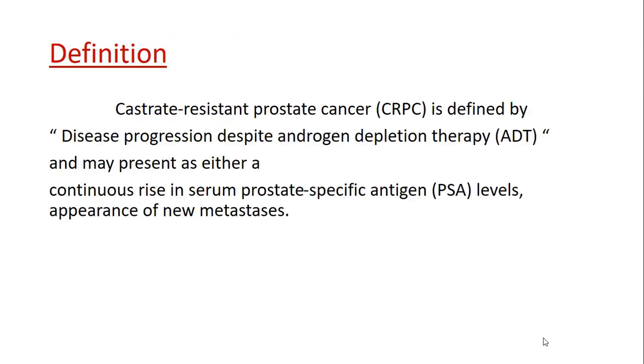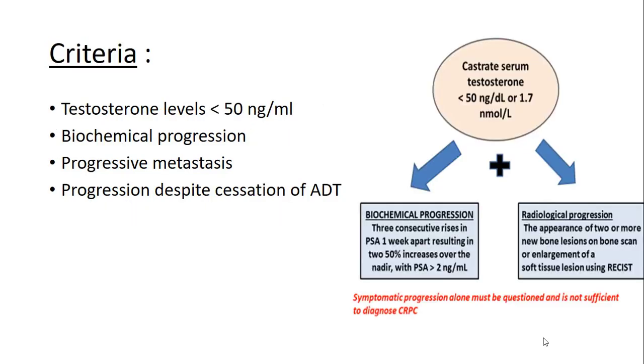The definition of castration-resistant prostate cancer is disease progression despite androgen deprivation therapy, and it may present as either a continuous rise in serum prostate-specific antigen level or the appearance of a new metastasis. The criteria to label it castration-resistant: the testosterone level should be less than 50 nanogram per ml.